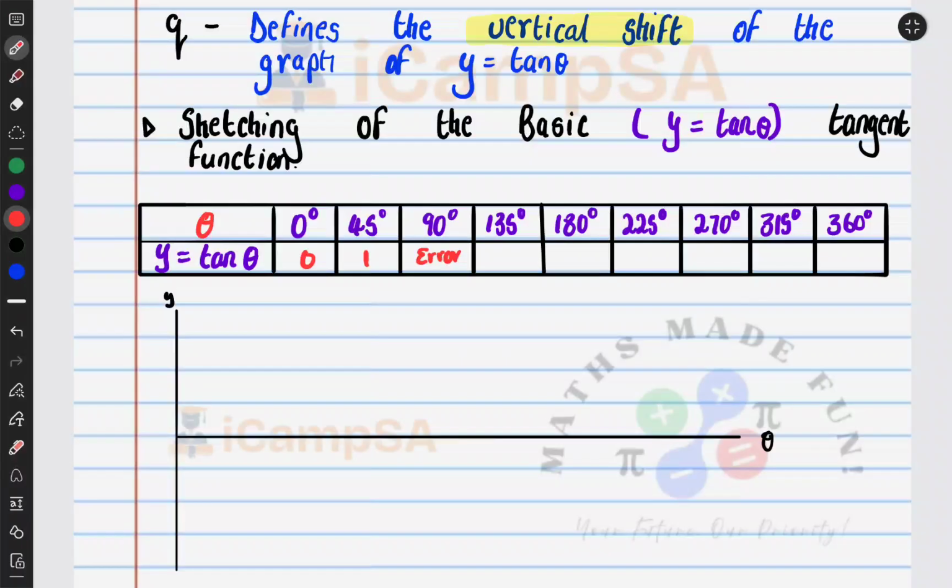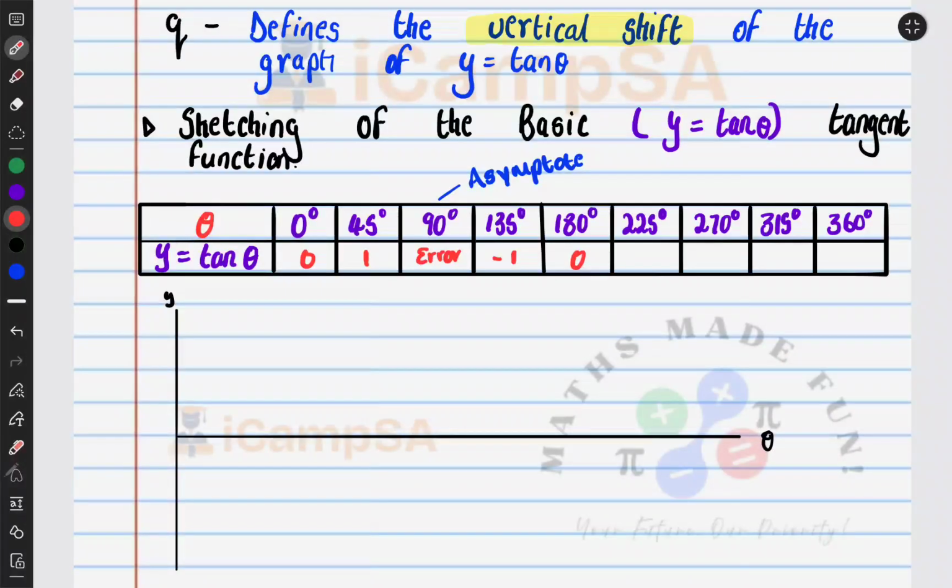If our function doesn't exist at one particular value, what do we call that value? It is an asymptote. If you are familiar with asymptotes, the asymptote is that value that the function will approach but never touches. So we have the first asymptote at 90. Let's go to tan 135. We have -1.